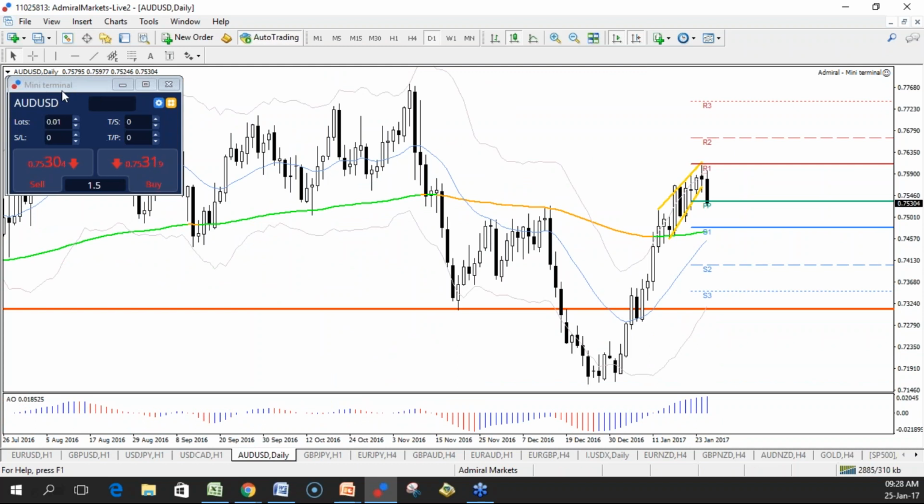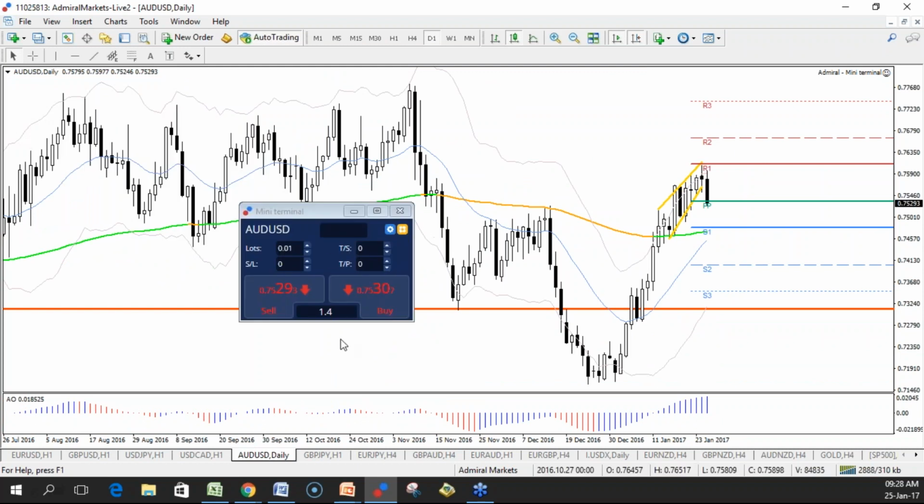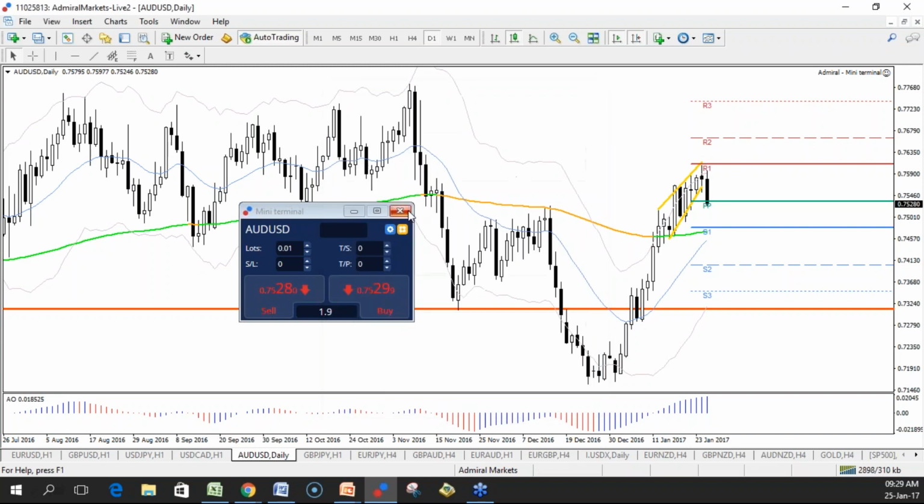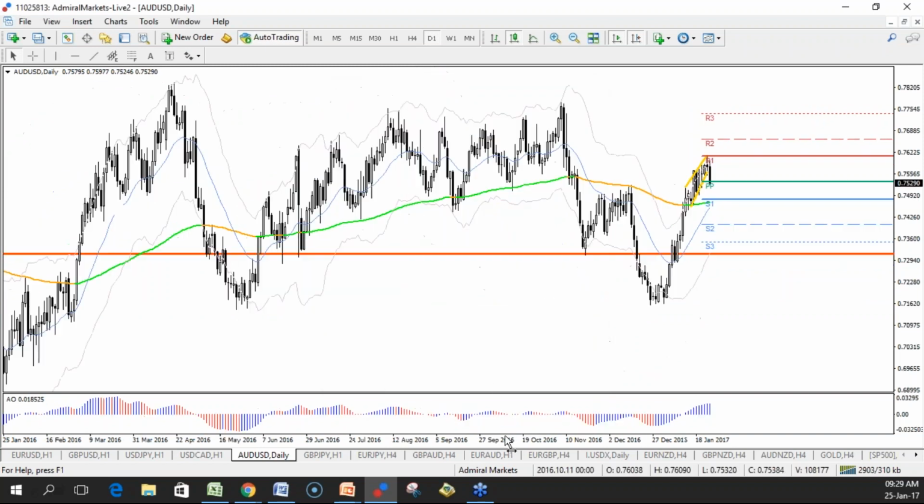Let me close the mini terminal box here. That's part of the MetaTrader 4 Supreme Edition. Very useful for taking trades. A lot of options here, but we'll close that so that there's a bit more space.